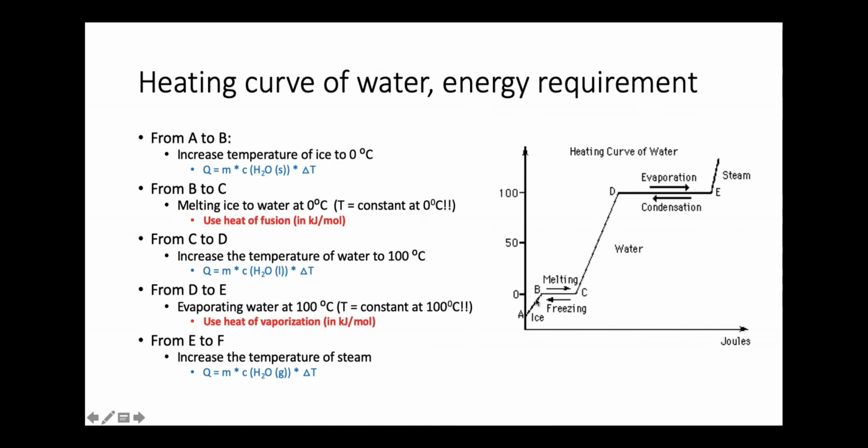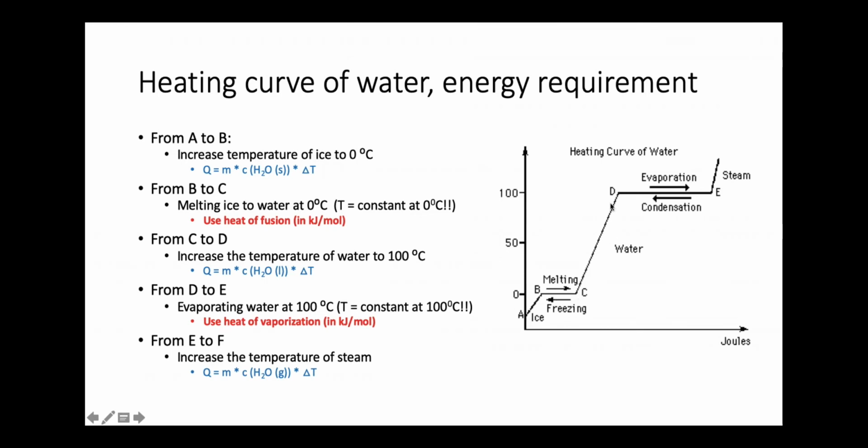Well, let's put that in the heating curve. From A to B, I have to increase the temperature of my ice to 0 Celsius. The heat used, the energy used, is mc delta T with the C value for ice. From B to C, I'm going to melt all my ice. I cannot use the formula because delta T is 0. I have to use the heat of fusion that's expressed in kilojoule per mole. At C, all my ice is melted.